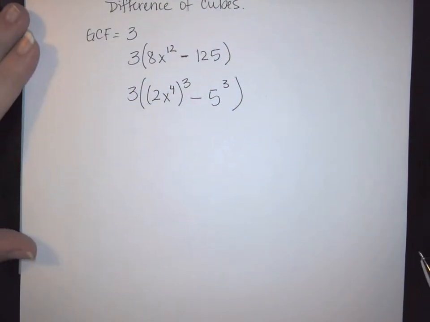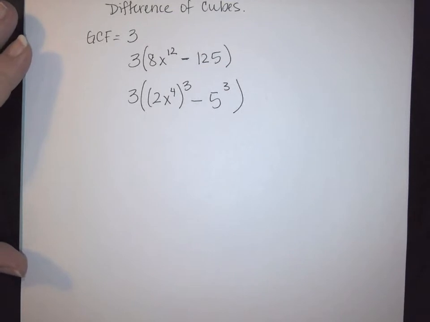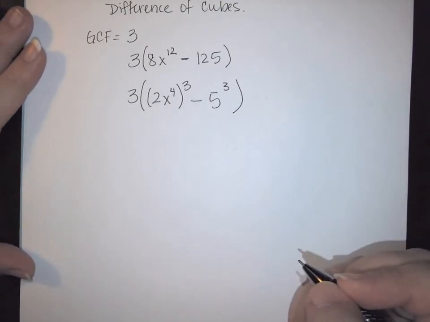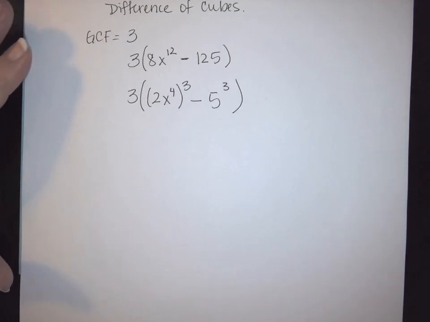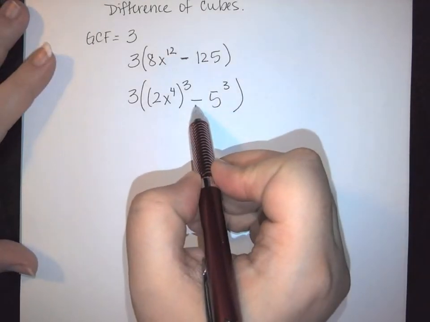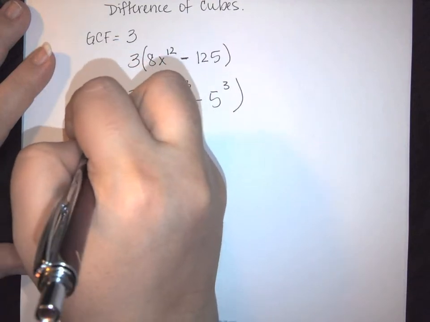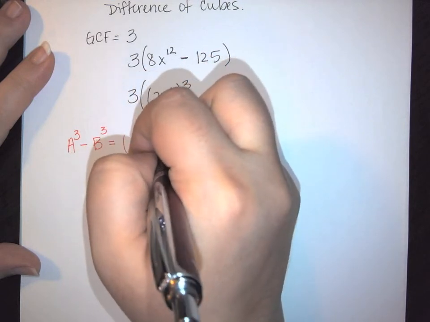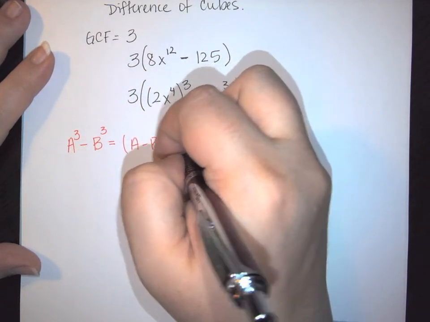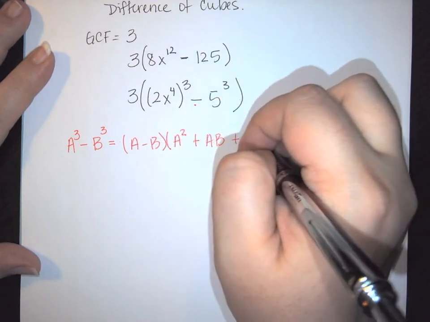Now, one thing that we know is we have a difference of cubes formula, and that difference of cubes formula is what we're going to reference here. So the formula itself is going to say that because this is a subtraction, we have a cubed minus b cubed is equal to a minus b times a squared plus ab plus b squared.